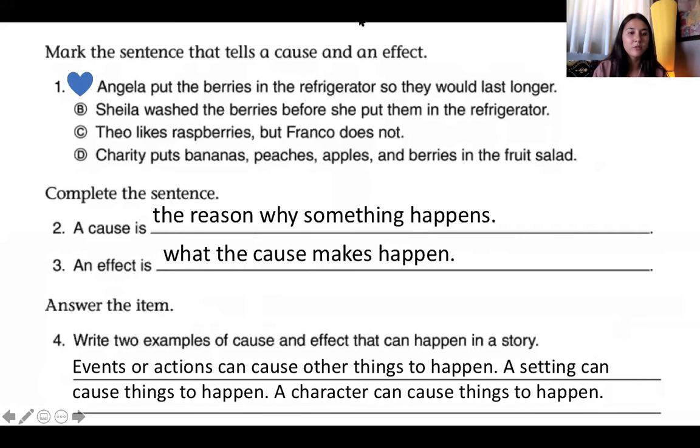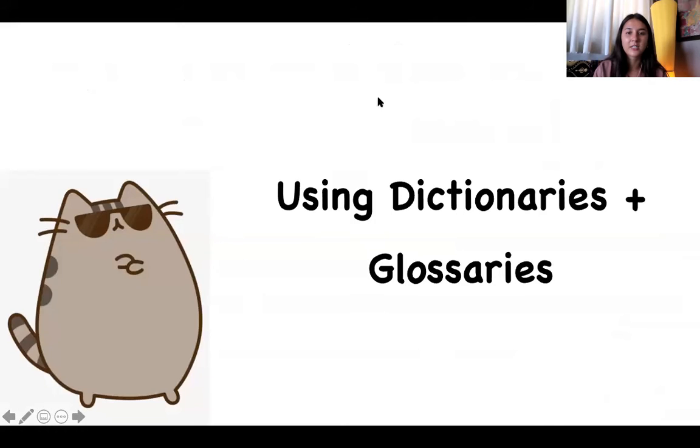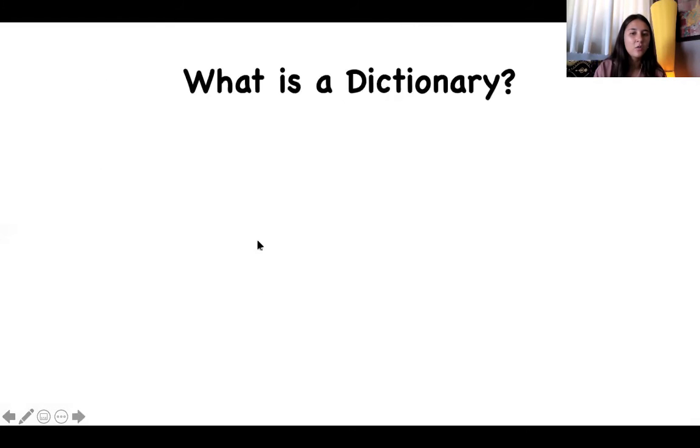All right, guys, moving on to our lesson for today, using dictionaries and glossaries. So today, our lesson is predominantly about using dictionaries and glossaries. Now let's have a think. What is a dictionary? Kitty.